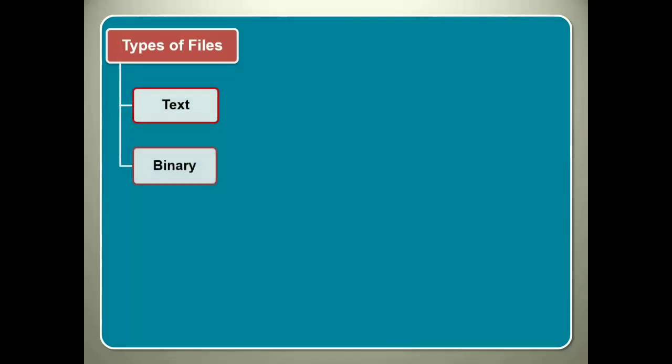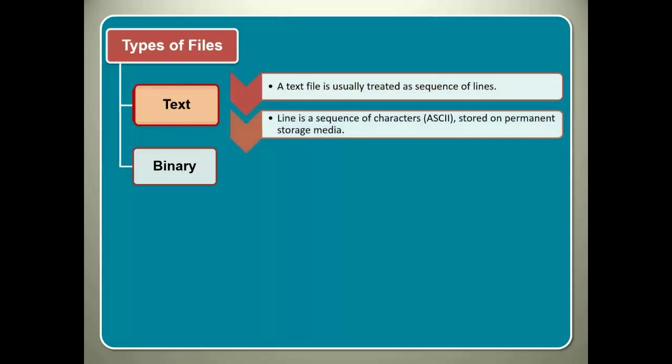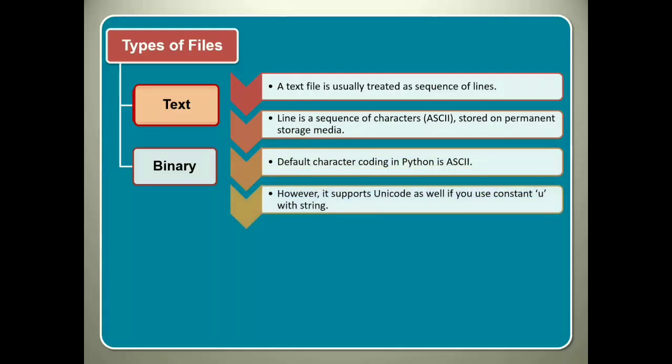In Python, you can create and manage 2 types of files, namely text and binary. A text file is usually treated as a sequence of lines. A line is a sequence of characters, ASCII, stored on permanent storage media. The default character coding in Python is ASCII. However, it supports Unicode as well if you use the constant U with a string.